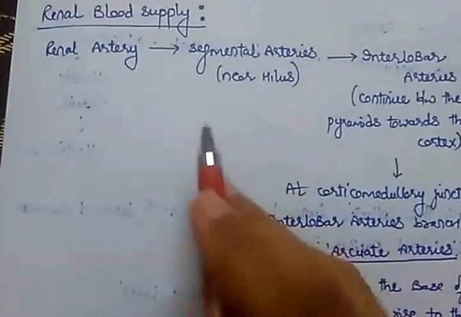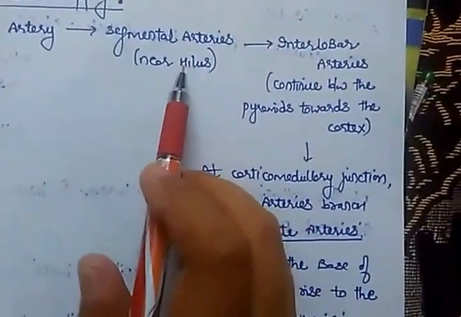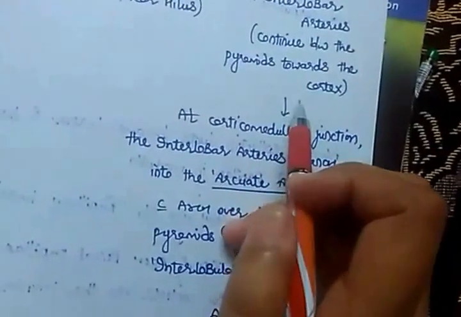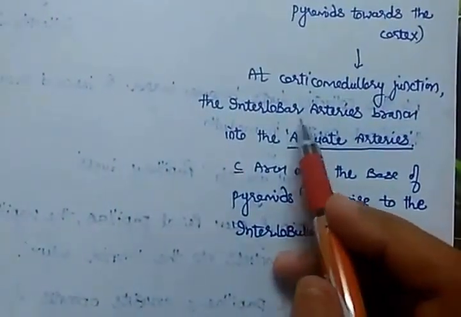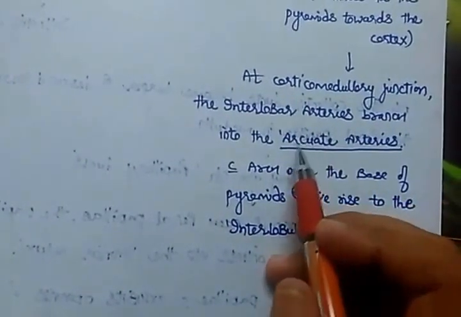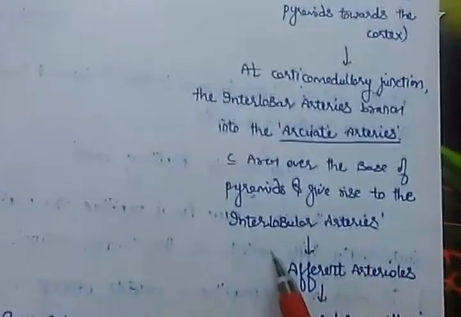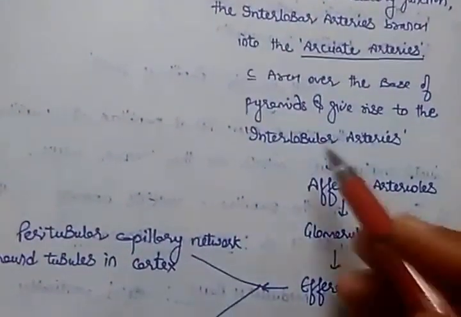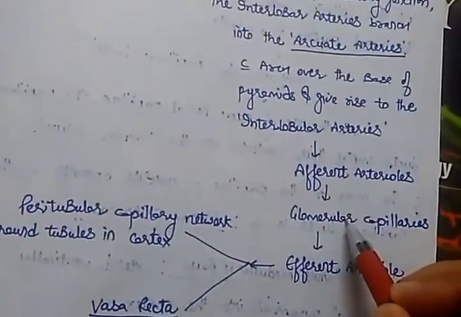Now the renal blood supply. Renal arteries divide into segmental arteries near the hilum, and from there interlobar arteries extend and continue between the pyramids towards the cortex, and at the corticomedullary junction the interlobar arteries branch into arcuate arteries which arch over the base of pyramids and give rise to interlobular arteries, and then afferent arterioles, then forms the glomerular capillaries.